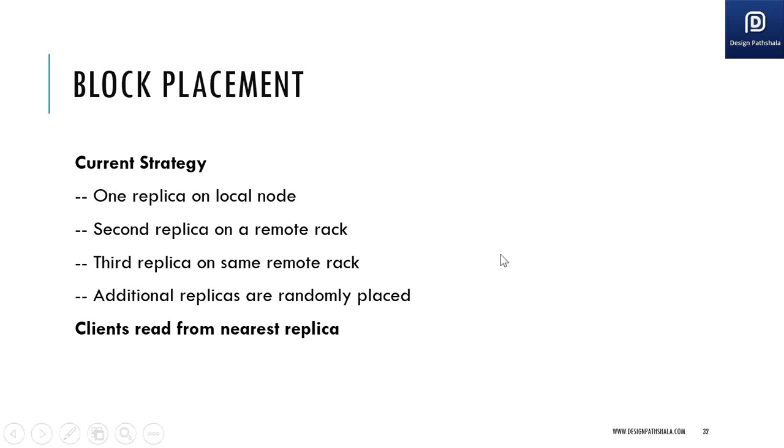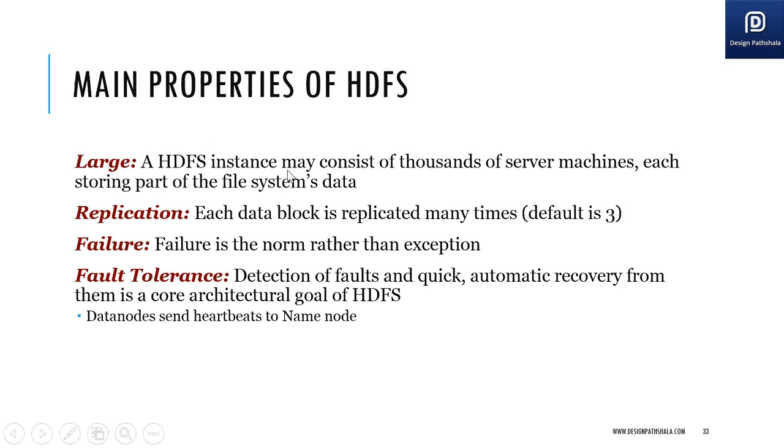Additional replicas go on any of the randomly selected racks, if the replication factor is more than 3. And whenever we have to read, distance is given priority. So when I request the name node to read some data, the name node would return the node which is nearest to me, from where I can read it, to reduce the network bandwidth and the network cost.